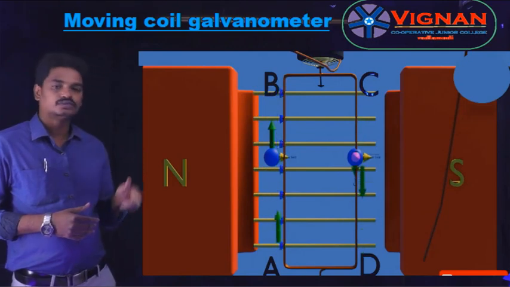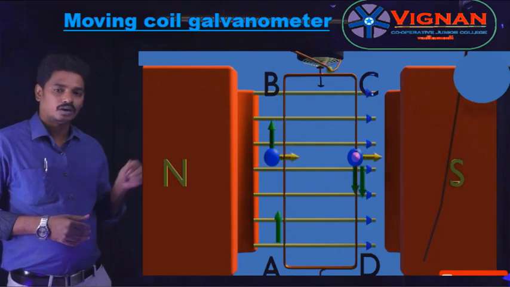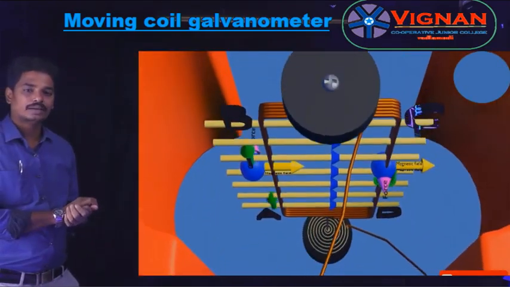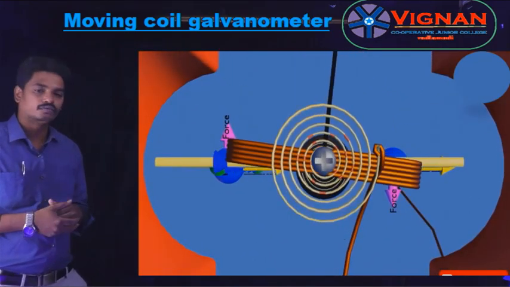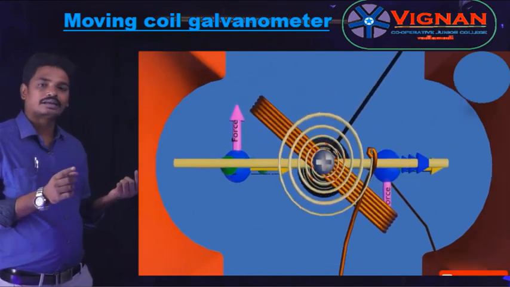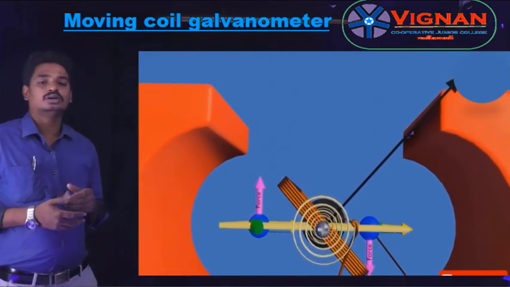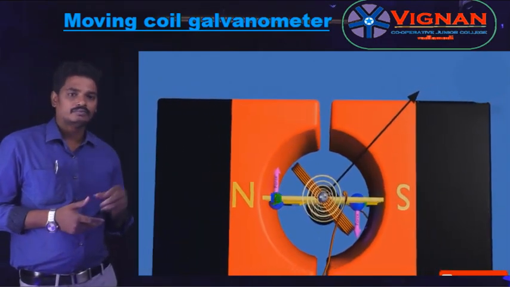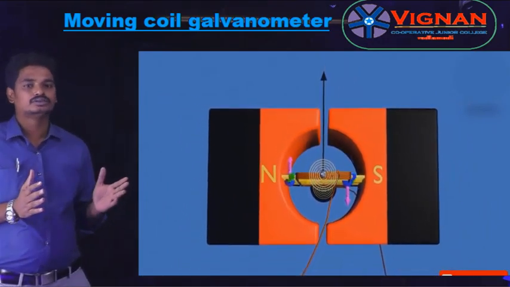Whenever the current flows from A to B, it indicates the direction of the force. One force is inward and the other is outward, which can be determined from Fleming's left hand rule. So you can see the direction of the forces. As the couple acts, the rectangular loop is twisted, and the pointer is also deflected through some angle, from which the reading can be noted. Once the current is removed, it comes back to its normal position.